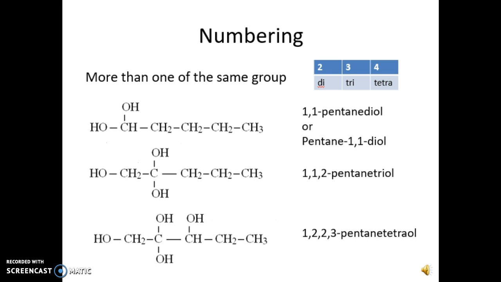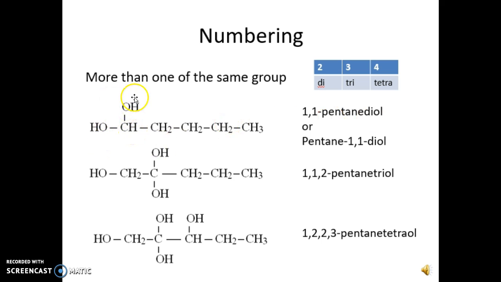Okay, so now we can go on and have a look at some more functional groups where we've got more than one. So it's the same, do the same thing here. So here we've got pentane, we've got diol. So we've got 2 OH here, and they're both at carbon 1. So we know we've got pentane, all single bonds, and we've got 2 OH groups here at carbon 1. So that's called 1,1-pentane diol.